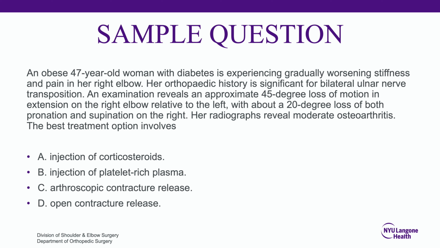Her radiographs reveal moderate arthritis. Best treatment options? So she is 47, so total elbow replacement probably will be a little too aggressive. Options include injection of another set of steroids, which would be okay, but it's gradually worsening and not acutely deteriorating, so that's probably not going to have a huge impact. Platelet-rich plasma, PRP, no role that I know of. Arthroscopic contracture release: once again, the ulnar nerve has been transposed, so you can't do that. In fact, I think that's the main point that this question is trying to test. Open contracture release, so by default, that's probably the right option.